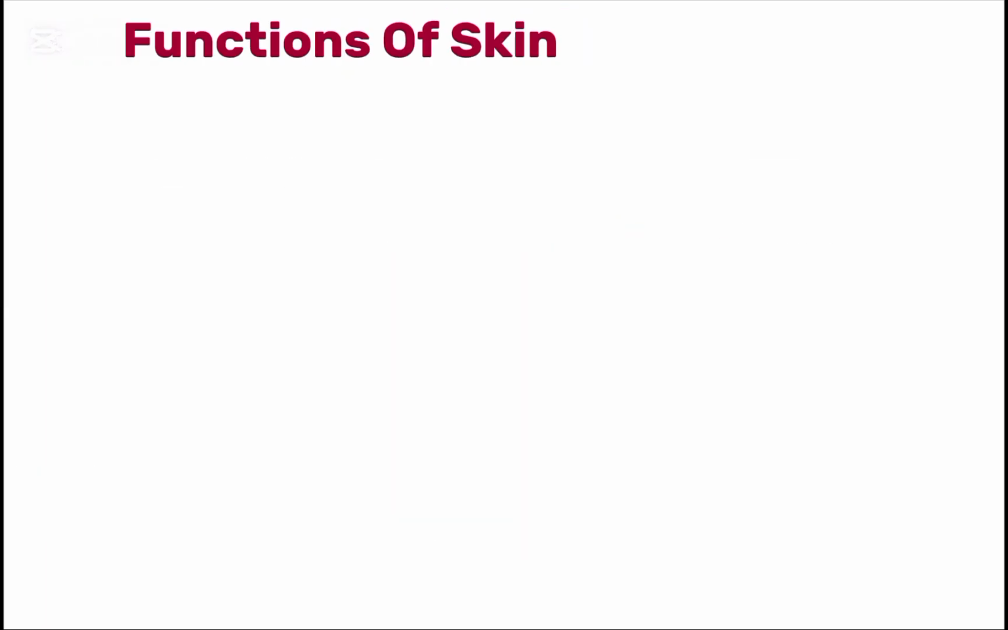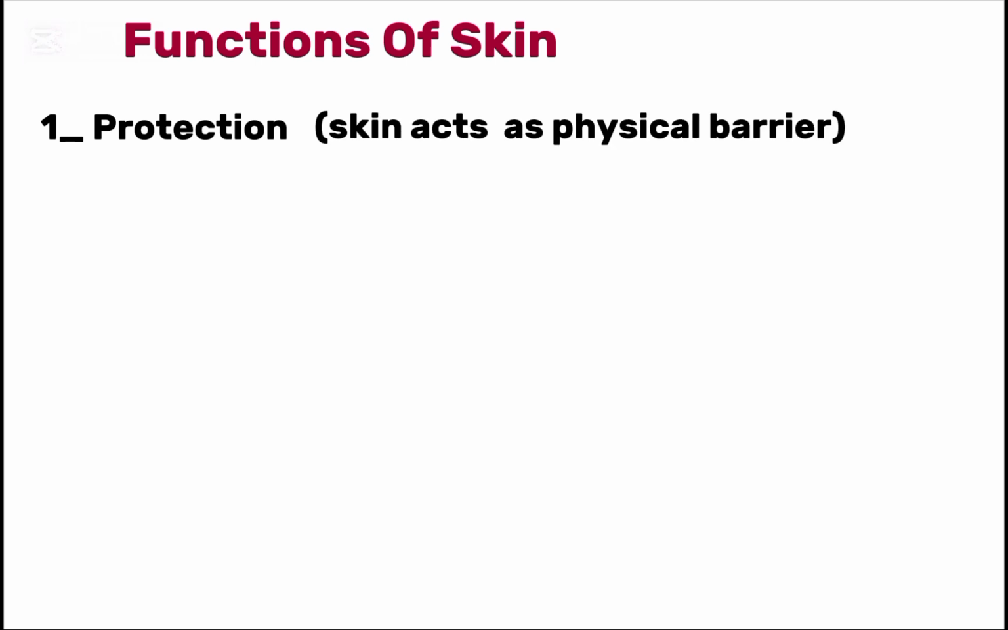Let's talk about the functions of the skin. Skin plays various important functions, which include protection. One of the most important functions of the skin is protection. It acts as a physical barrier to invading microorganisms, mechanical injuries, various chemicals, and ultraviolet radiation. Melanin is the pigment that is present in the skin, and it protects the skin from the ultraviolet effects of the sunlight. Keratin, that is a protein, is also present in the skin, and it helps make the skin strong and waterproof.